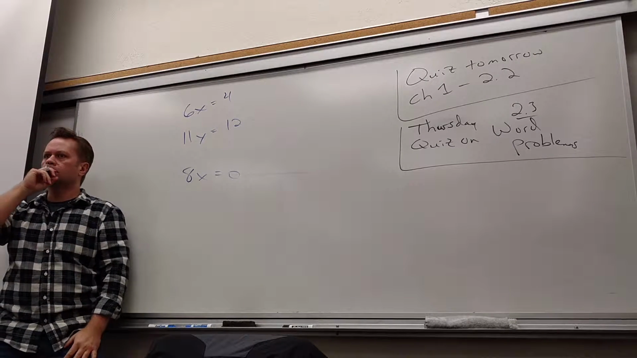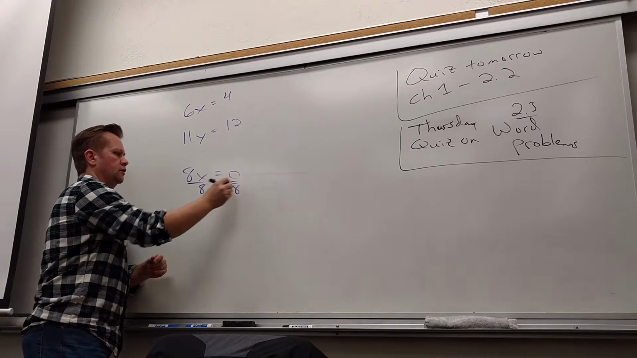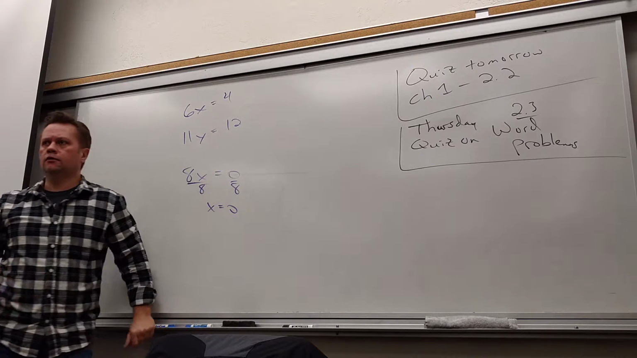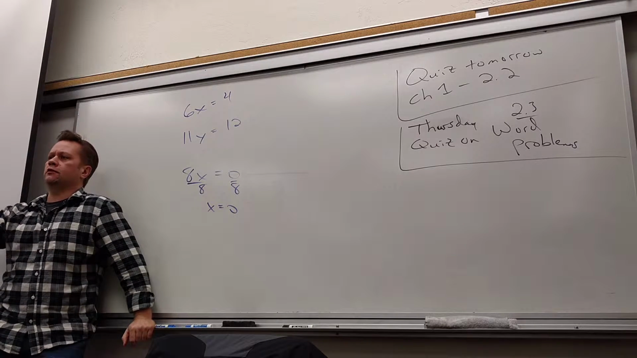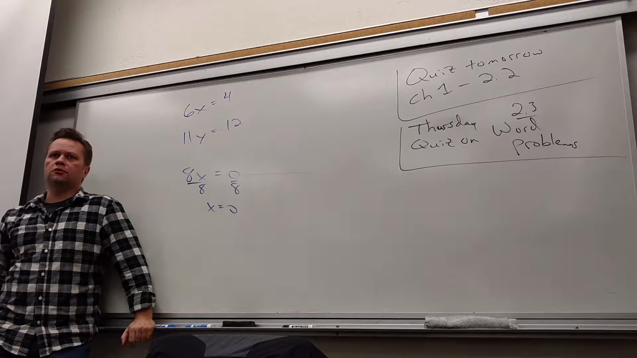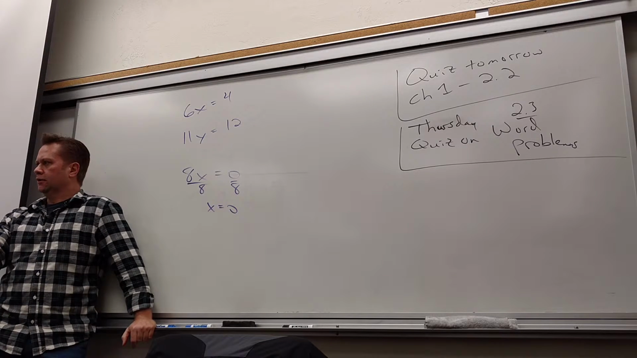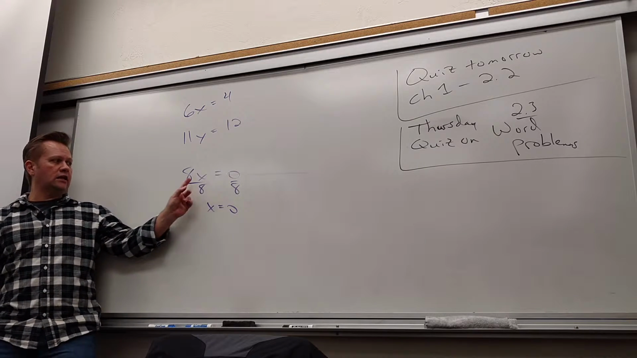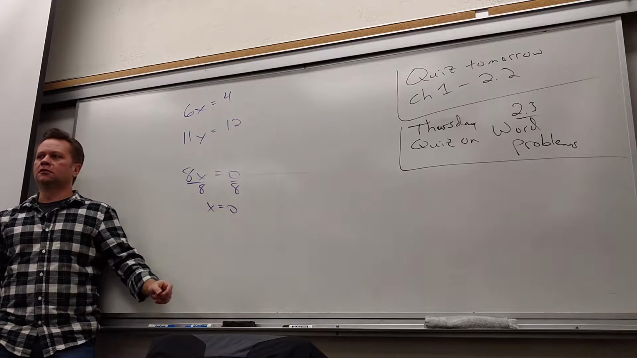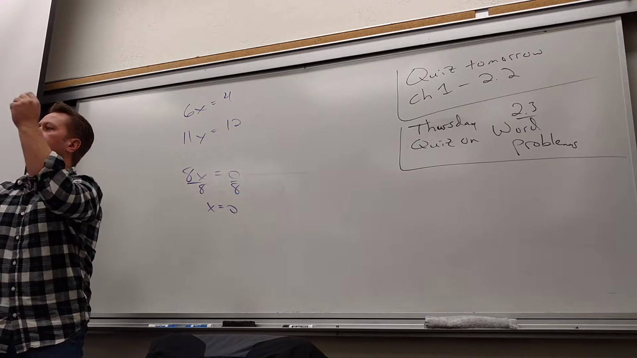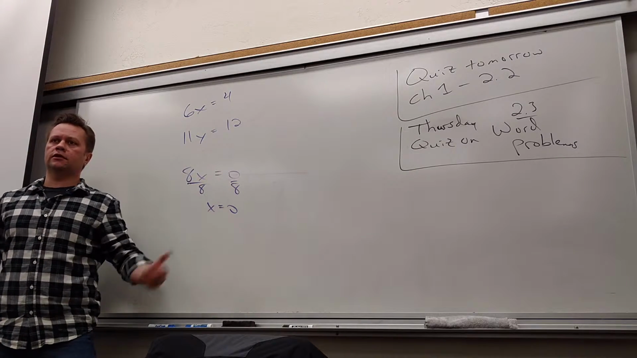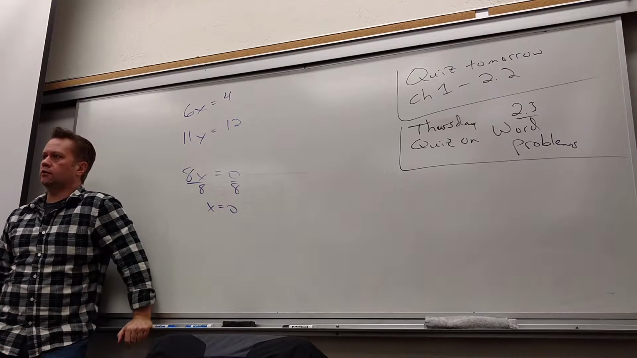Divide by 8. Now what is 0 divided by 8? 0, not undefined. It's only undefined if the 0 is on the bottom. So don't let 0 completely freak you out. I know 0 is sometimes freaky, but sometimes it's way too easy. 8 times what is 0? What do you multiply 8 by to get 0? 0. That's why we got the answer 0. You multiply by 0 to get 0.